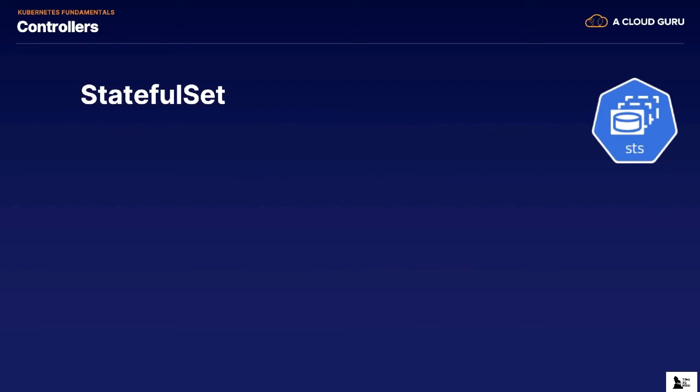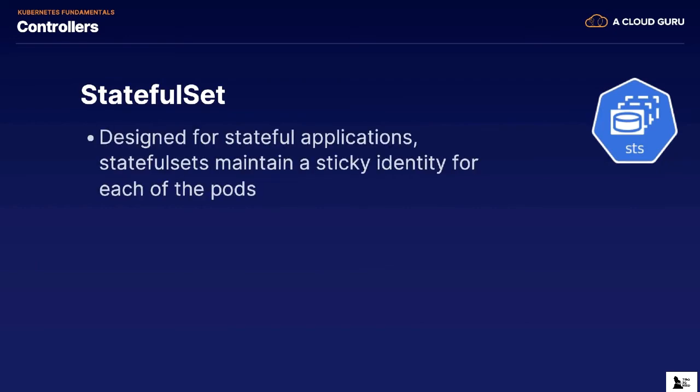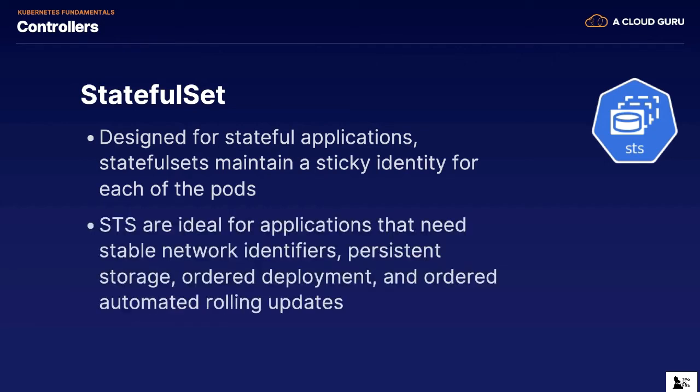Another type of controller that you need to be aware of is the stateful set. Stateful sets are designed to run stateful applications, and in doing so, they maintain a sticky identity for each of the pods. This is really ideal for applications that need stable network identifiers, persistent storage, ordered deployments, and automated rolling updates.